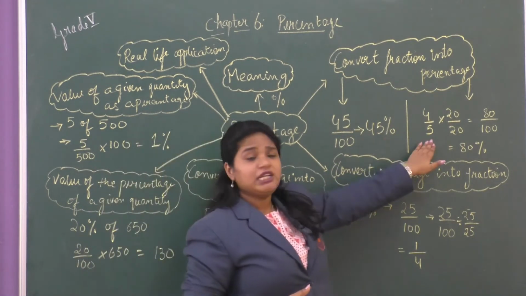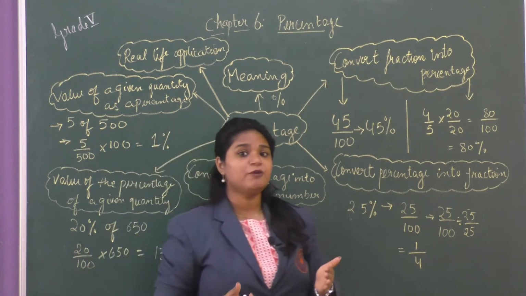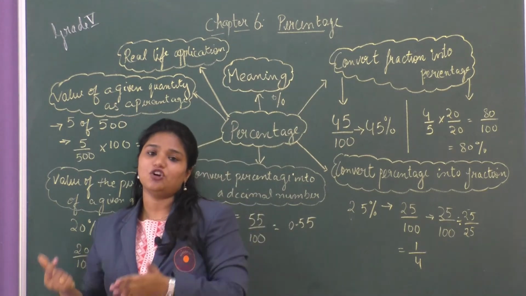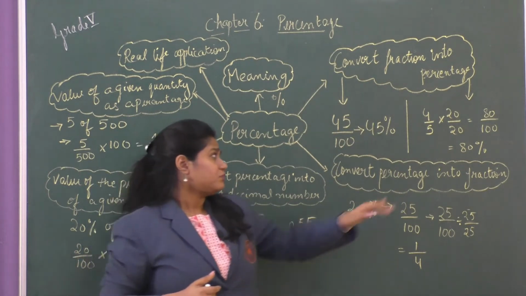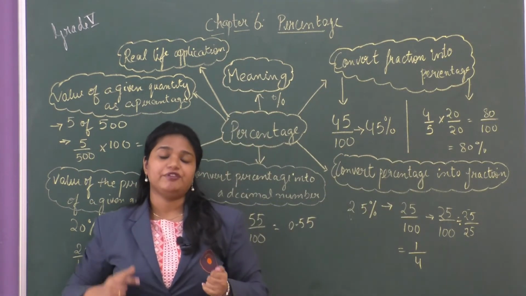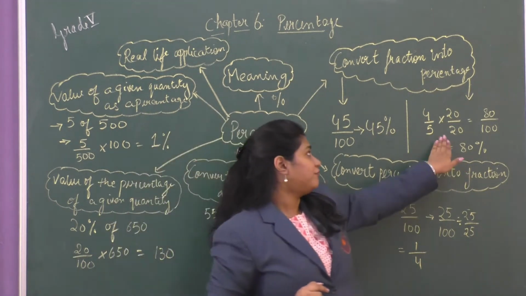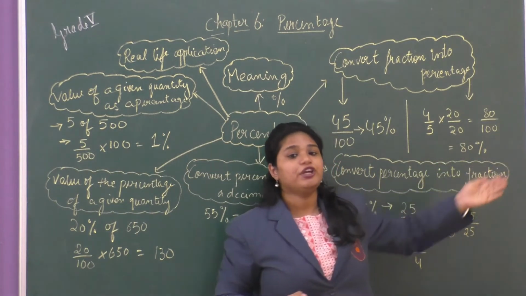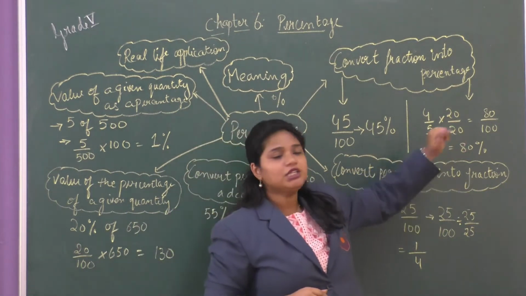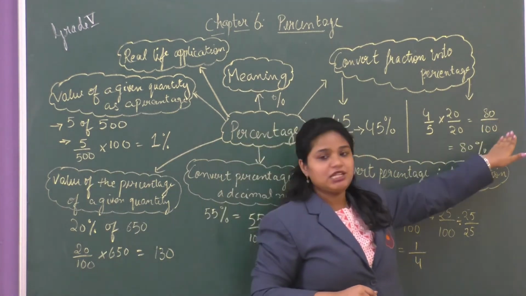Now when the denominator is not 100, how will we convert those fractions into percentage? When the denominator is not 100, we always try to convert that denominator into 100. So here we have the fraction 4 by 5. We will convert 4 by 5 into an equivalent fraction with denominator 100. Now we know that 5 into 20 is 100. So if we are multiplying the denominator with 20, we also have to multiply the numerator with 20. So 4 by 5 becomes 80 upon 100.